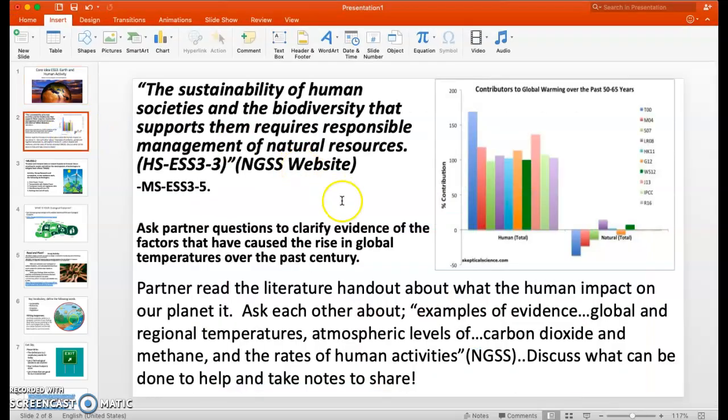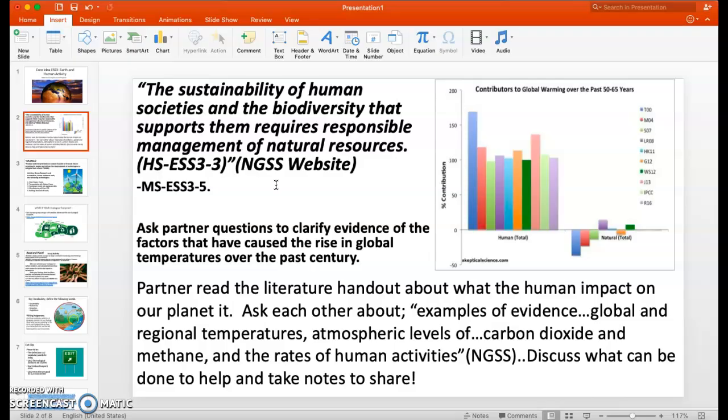To begin with, the sustainability of human societies and the biodiversity that supports them requires responsible management of natural resources. This is from the NGSS website.